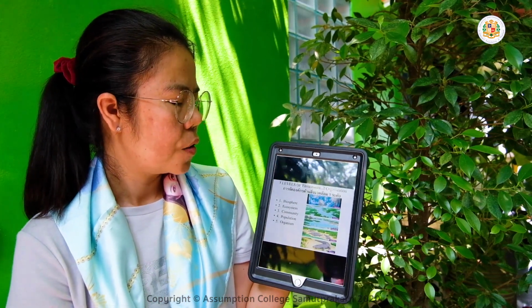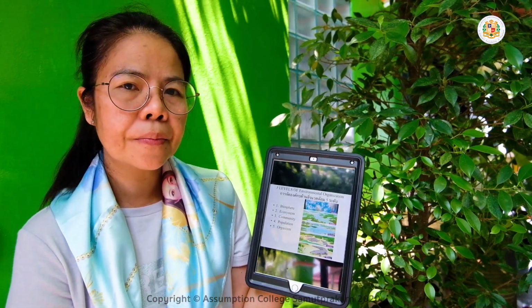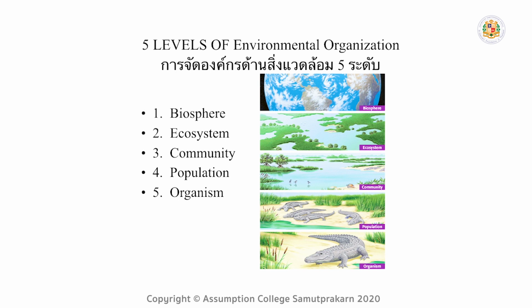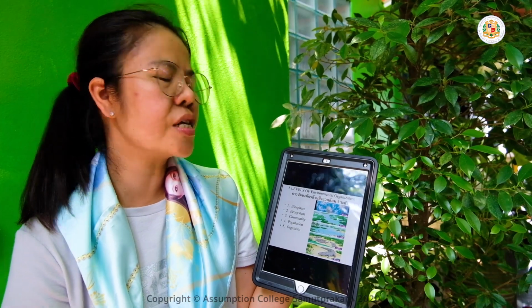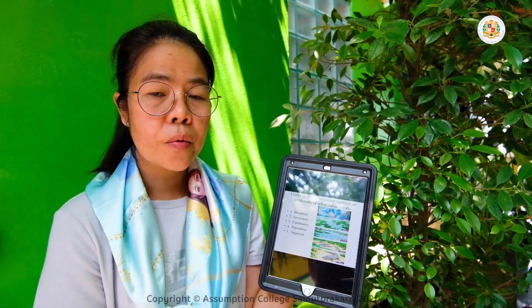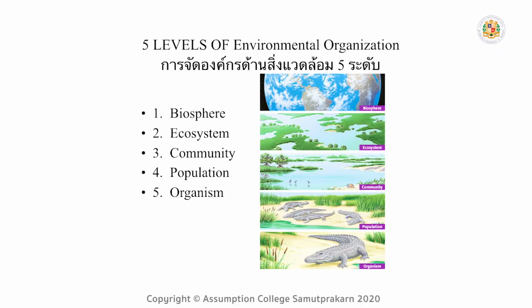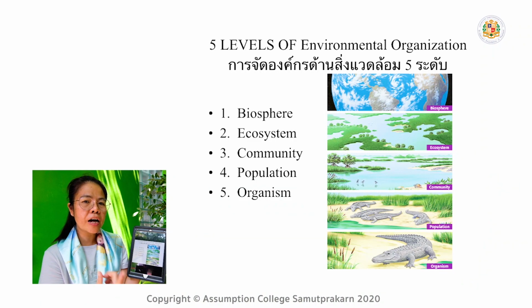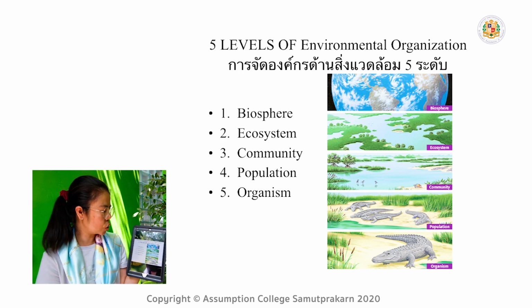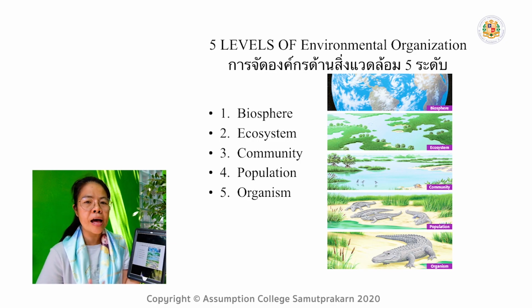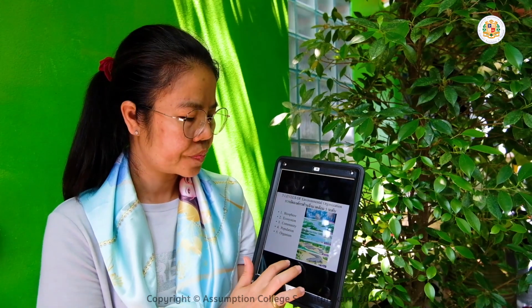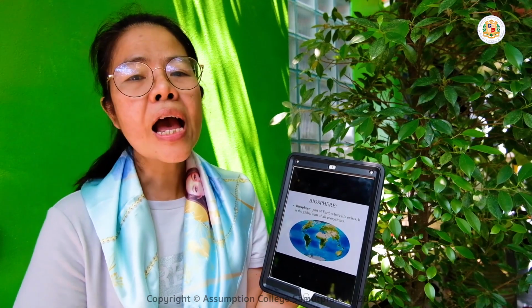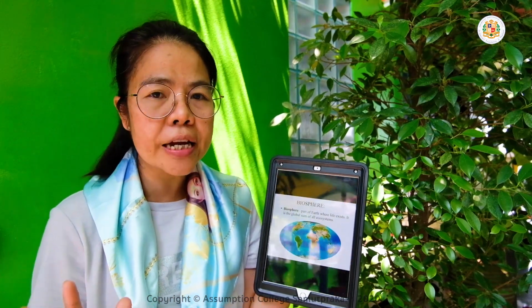Now we are going to learn more about the 5 levels of environmental organization, การจัดองค์กรด้านสิ่งแวดล้อม 5 ระดับ. When you learn this topic you have to know well these words or new vocabularies. So the first one, biosphere. 2, ecosystem. 3, community. 4, population and 5, organism. You have to know the definitions of each.